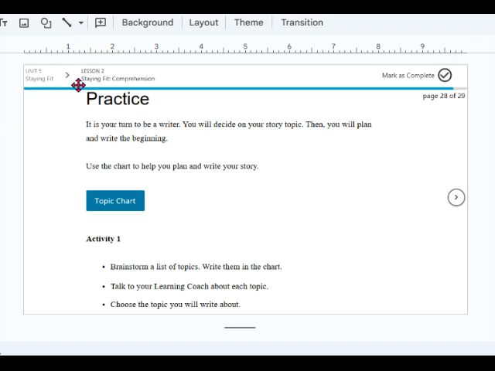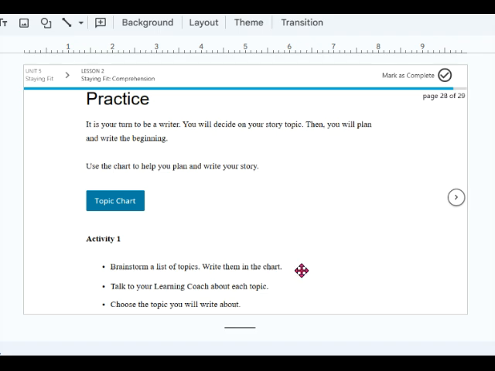Now we're still in Unit 5, Lesson 2. If you need this topic chart, I have it in the description, so you can actually just click on it in the video description below. But if you need to find it here, you can go back to Unit 5, Lesson 2, page 28, and you can print out this topic chart. It's your turn to be a writer. You will decide on your story topic. Then you will plan and write the beginning. Use the chart to help you plan and write your story.